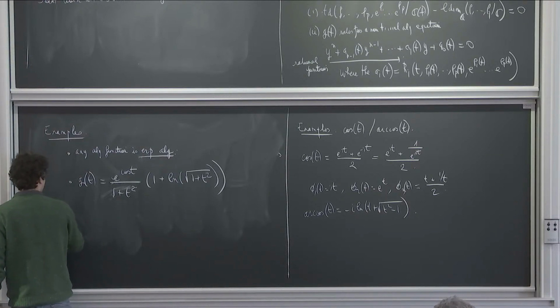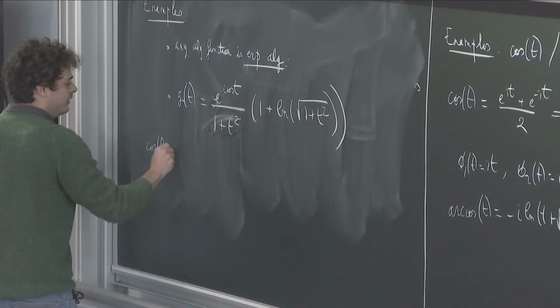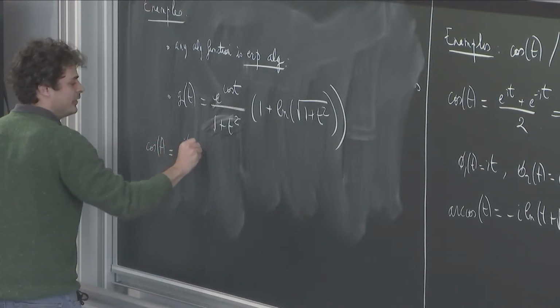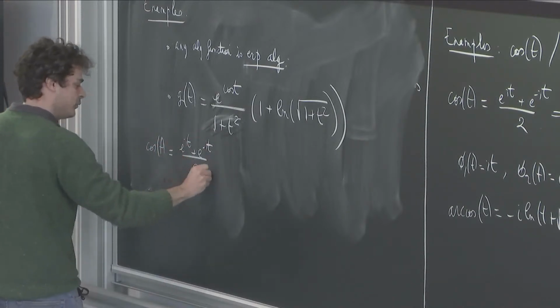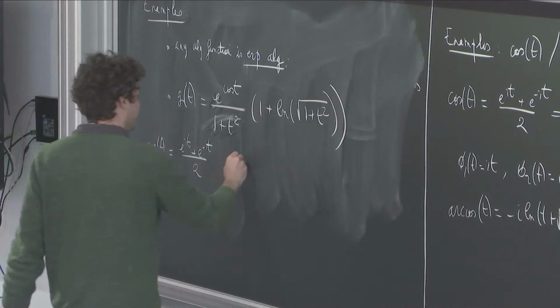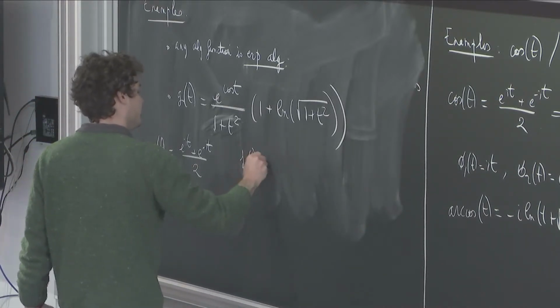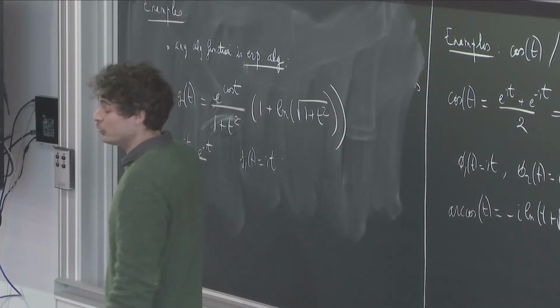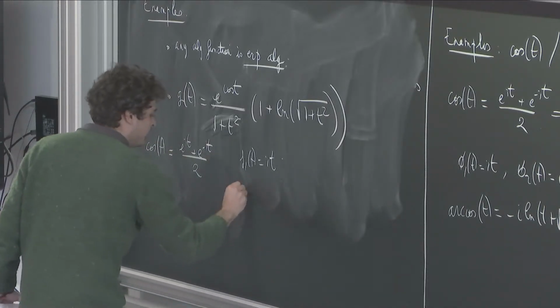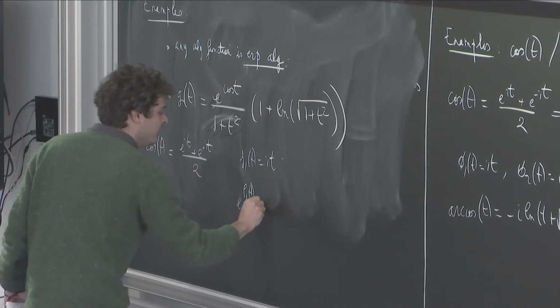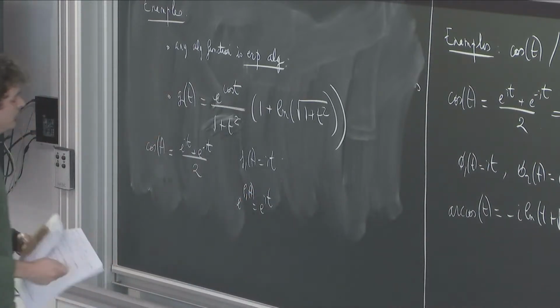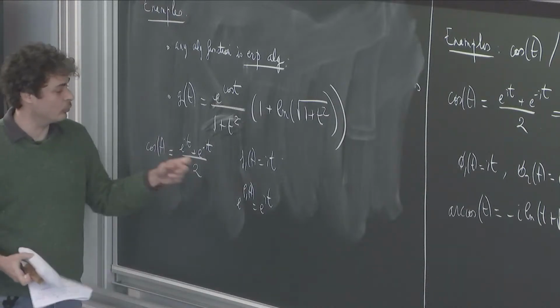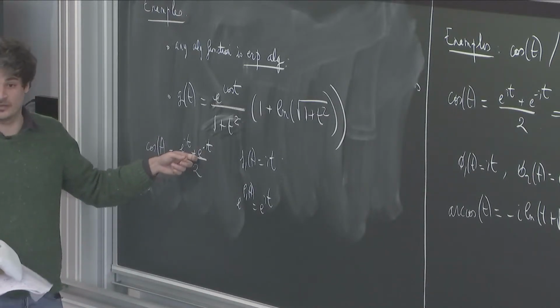Let's write the cosine of t as e to the power it plus e to the power minus it, divided by 2. And I'm going to choose f1 of t, which is i times t, because I want to be able to take the exponential, and so the exponential of f1 of t is e to the power it. When I have e to the power it, I also have e to the power minus it.